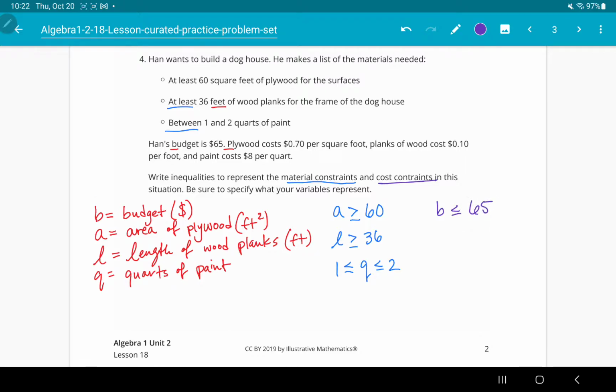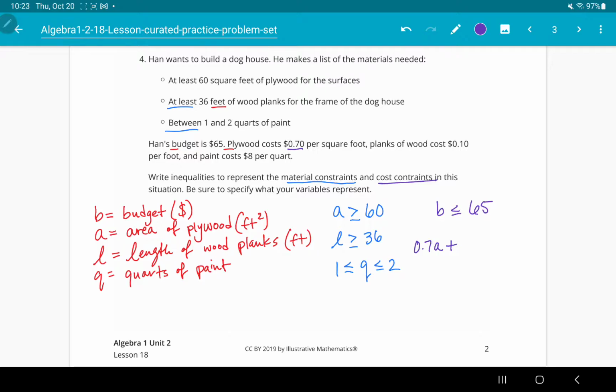Now this is going to be the hardest one because now we've got to figure out how much money we're actually spending. All right, so we're going to be spending 70 cents. So I'm going to have 0.7, I don't really need the 0 at the end, times the area of the plywood, so that's going to be 0.7A.